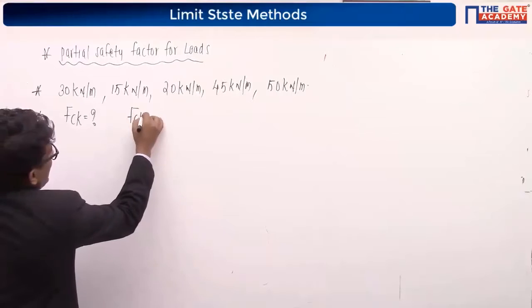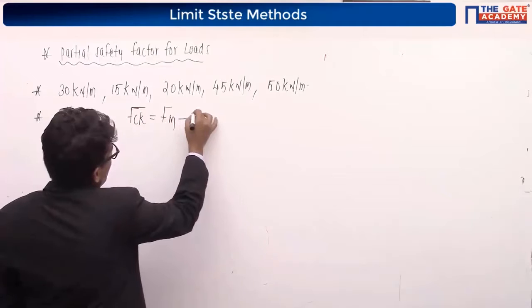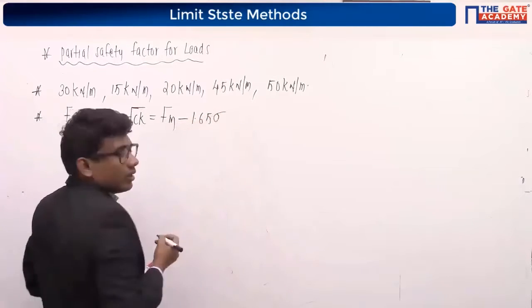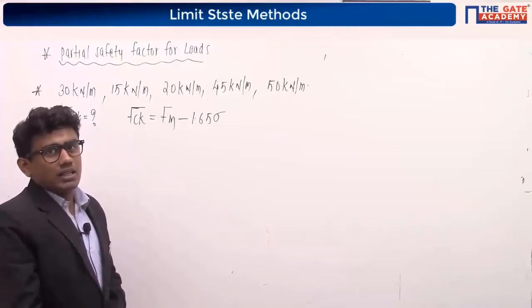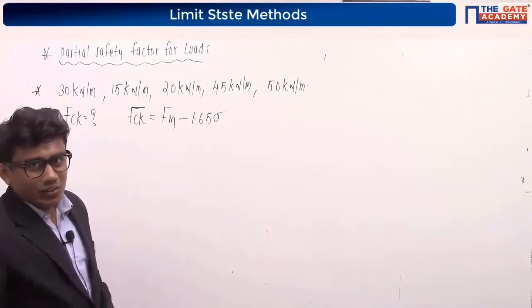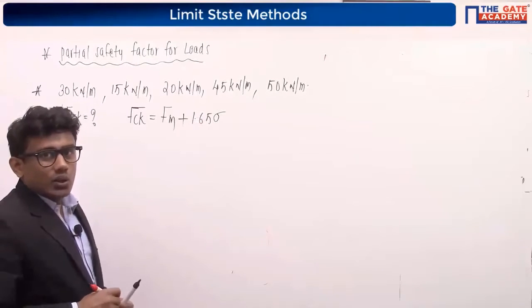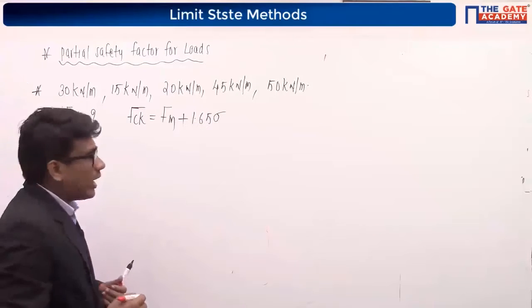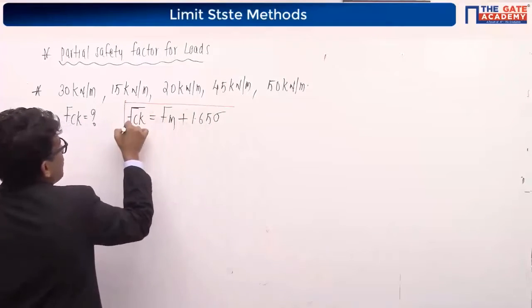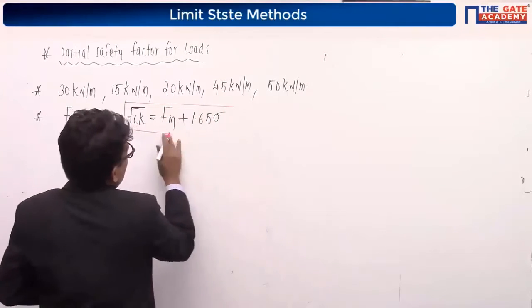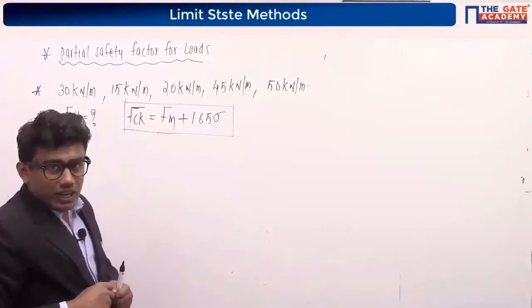Characteristic load FCK is equal to Fm minus 1.65 sigma. Is it correct? No, this equation is wrong. FCK is equal to Fm plus 1.65 sigma. That is, the characteristic load is equal to the mean load plus 1.65 sigma. So what is Fm? Fm is the mean load. What is sigma? Sigma is the standard deviation.